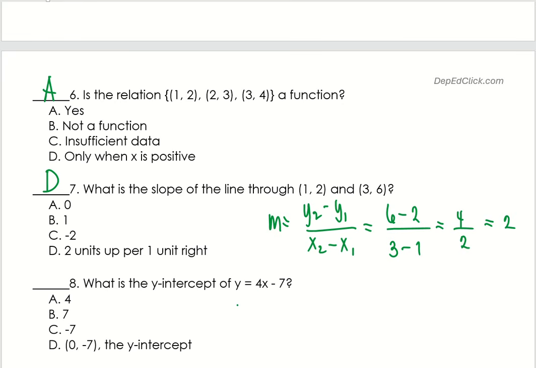8. What is the y-intercept of y equals 4x minus 7? So slope-intercept form, y equals mx plus b. So m is our slope. b is your y-intercept. So our y-intercept is letter C, -7.